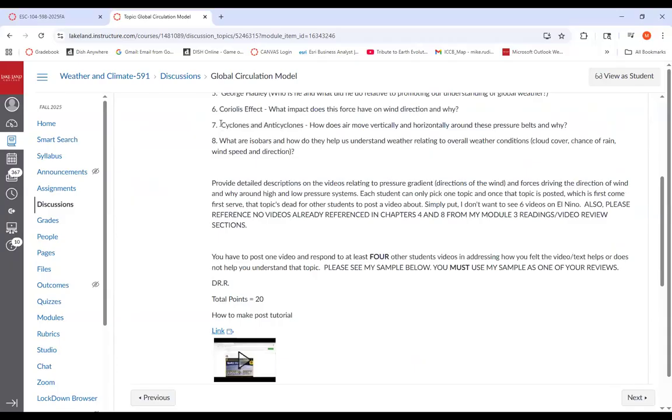So when you explain a cyclone or an anticyclone, I want you to be able to answer, how does the air move vertically and horizontally? Is it sinking?